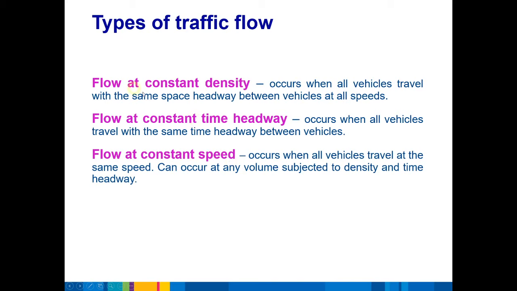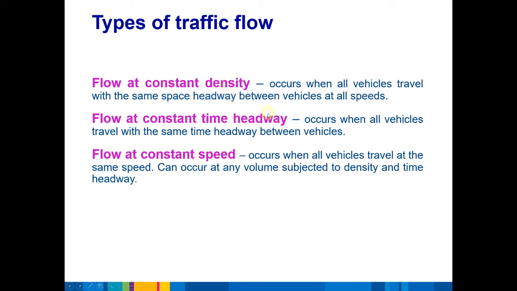So flow at constant density, this occurs when we have all vehicles traveling with the same space headway, and all vehicles are at the same speed as well. So we've basically got the same distance between each vehicle. The density is not changing from moment to moment. This is not realistic in terms of how we typically see vehicles moving on the road, but it is ideal. If we could get vehicles to travel at constant density, as we'll see in a video that's coming up shortly, we would have fewer issues with congestion and fewer issues with bottlenecks that start on the road and slow traffic for long periods of time.